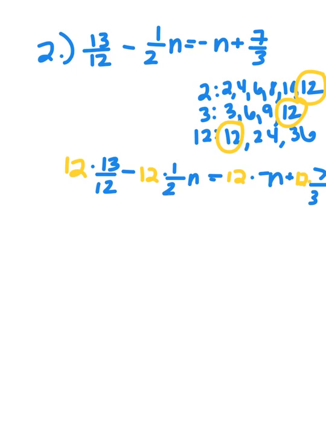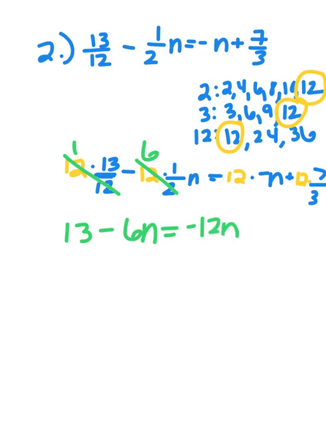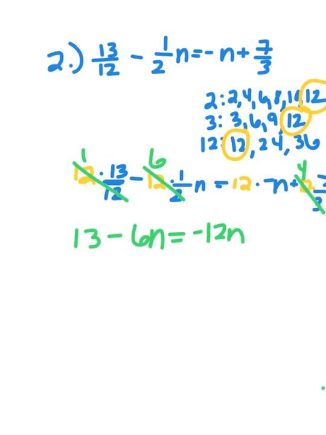So if I look at the first one, I think of my denominator as division. So I'm really going to do 12 divided by 12 first, which is 1, and then 1 times the numerator 13, which is 13, minus 12 divided by 2 is 6. 6 times the numerator 1 is 6n, equals 12 times negative n is negative 12n. 12 divided by 3 is 4. 4 times the numerator 7 is 28. And so I now have mathematically eliminated the fractions, and so I'm going to just continue on solving.